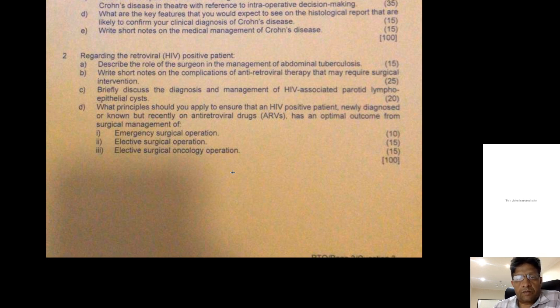This was a bit of a difficult question. A lot of people are surprised by this, but if you think about it, this is very topical, very relevant. It's related to decisions that you're making on a daily basis. The lymphoepithelial cysts, you may not be seeing a lot of these, and they may be presenting to ENT, but it definitely falls under general surgery, and you should have an understanding of this.